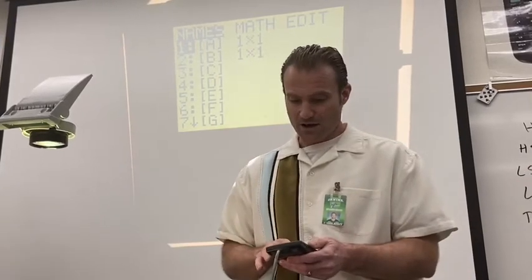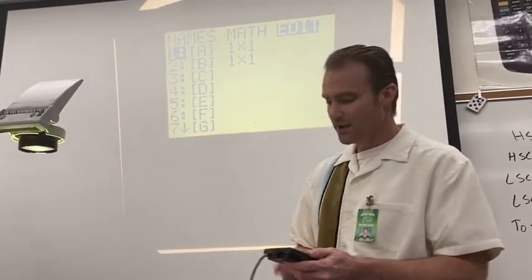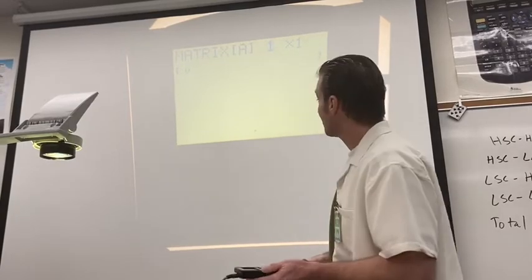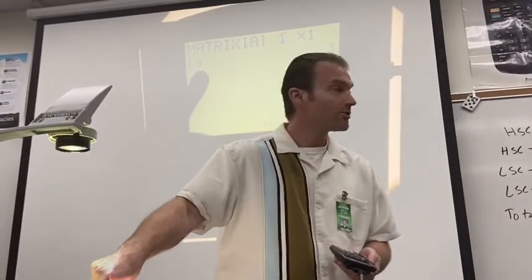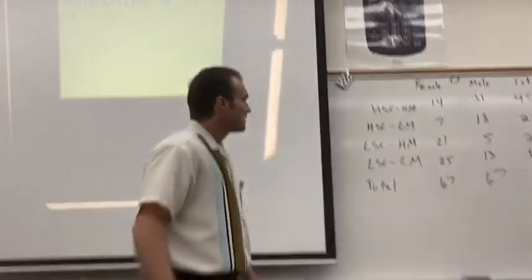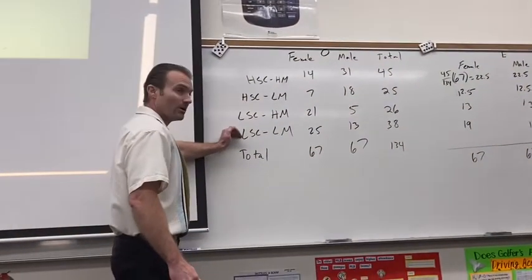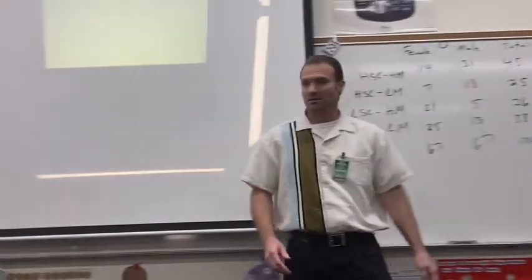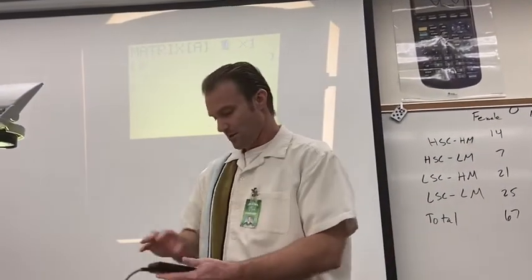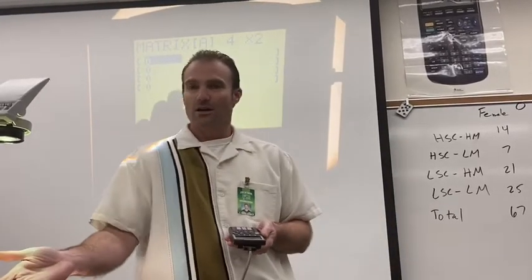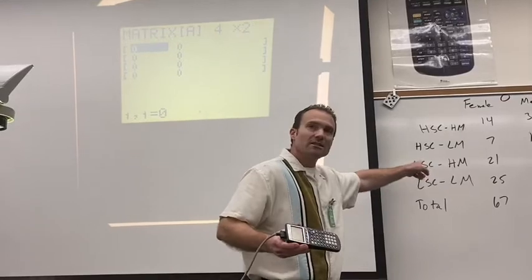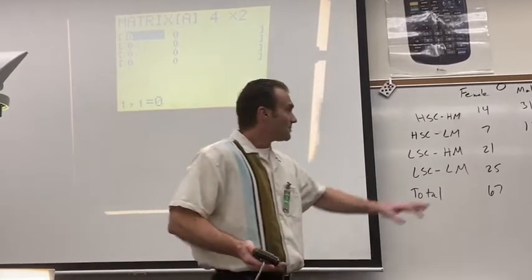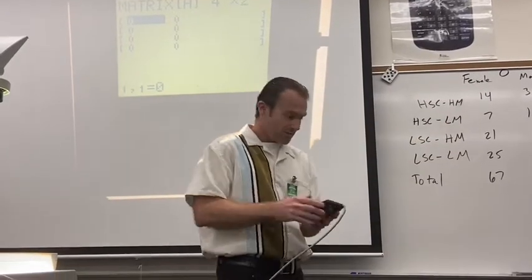You can rename your matrices if you really want. I just leave them the way they are. Go over to edit, choose that first matrix. The default is it's a 1x1 matrix, or in other words, just has one single entry. We want to change that. We want to have 4 rows, 2 columns. That's a 4x2. So I make this 4, 2, hit enter. I now have a matrix that matches the size of my two-way table. Matrix A is going to be my observed counts, so I'm going to enter these 8 counts.